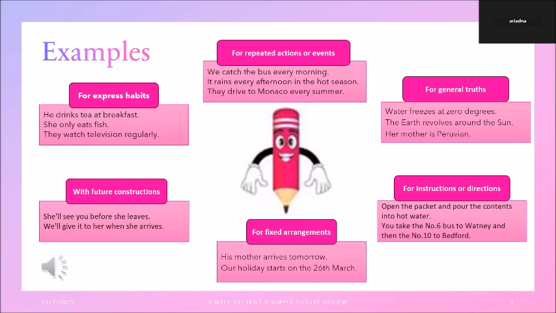For fixed arrangements. For example, his mother arrives tomorrow. Our holiday starts on the 26th of March. With future constructions. For example, she'll see you before she leaves. We'll give it to her when she arrives. To express habits. For example, he drinks tea at breakfast. She only eats fish. They watch television regularly.